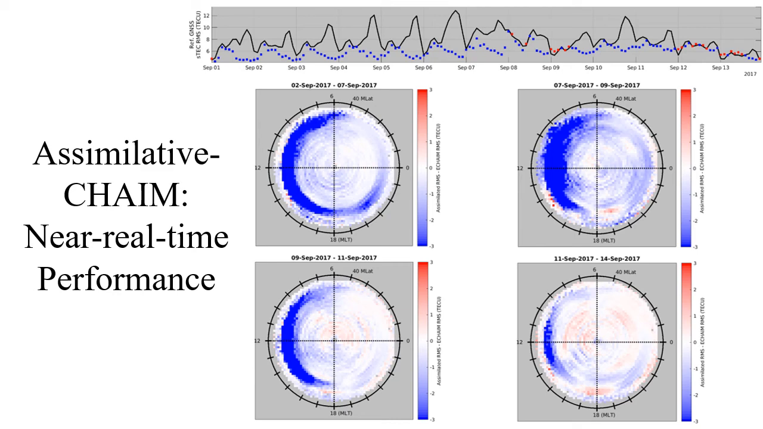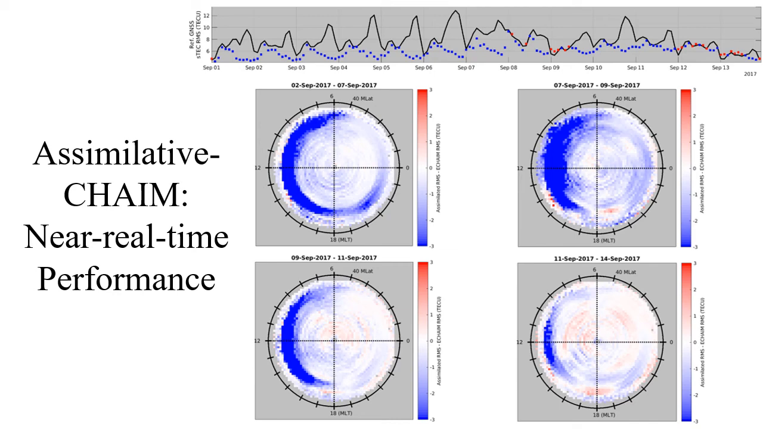So the storm takes place during this September 7th through 9th period in this second figure here. This figure here is for September 2nd through 7th, which would be the pre-storm period, where you can see in general there's an improvement by the assimilation system at subauroral latitudes, which is actually quite nice because that's where, from the study that we did previously on the validation of E-CHAIM, we expect the largest errors in E-CHAIM's representation of electron content.